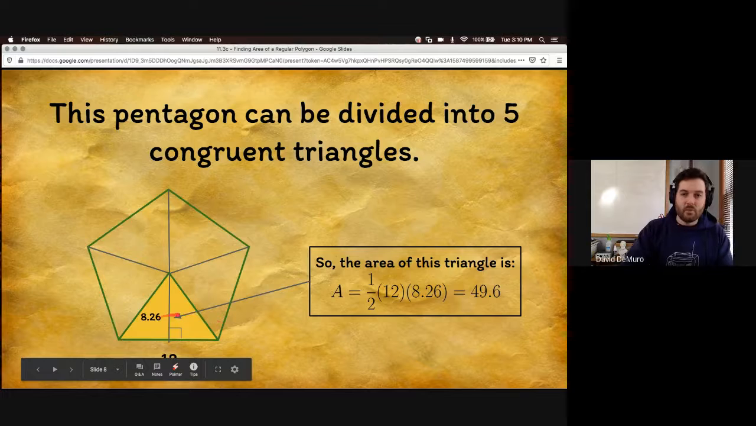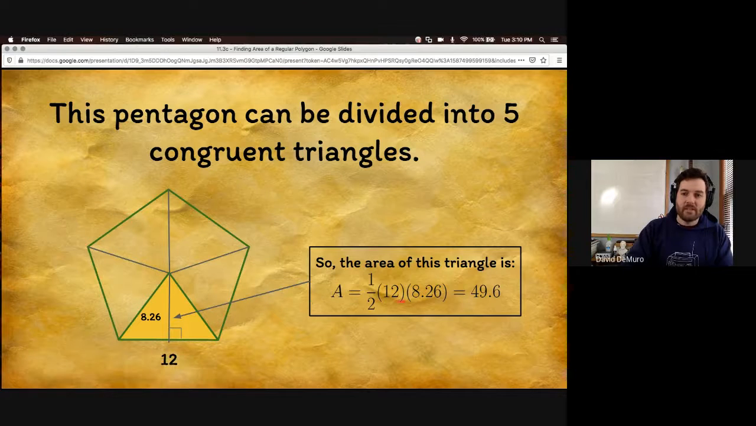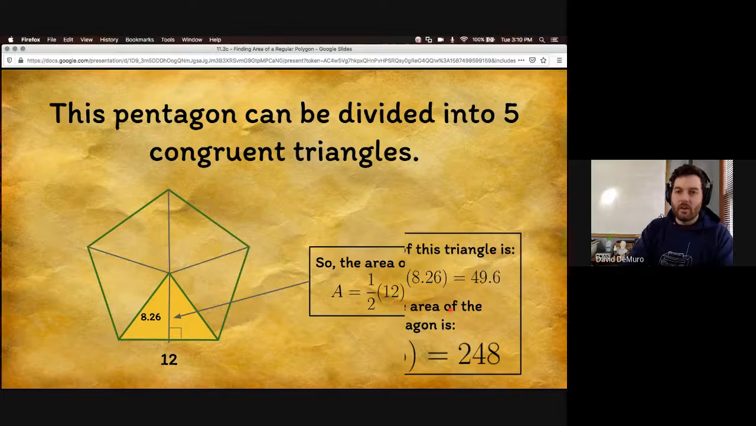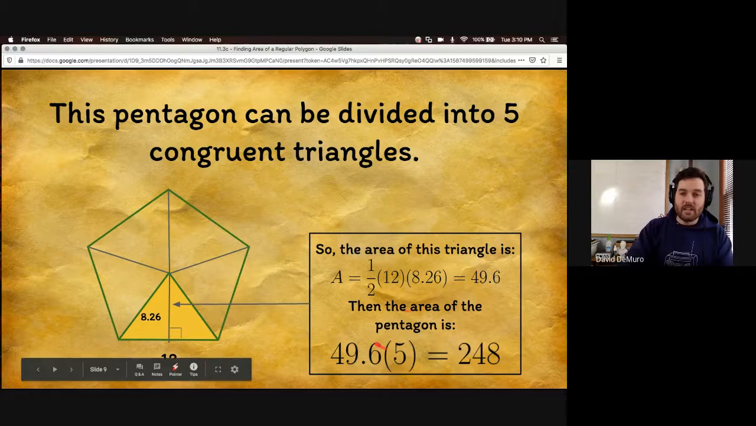So the area of this one triangle would be 1/2 the base, which is 12, times the height, which is 8.26. And so the area of that one triangle is 49.6. Well, there are 5 triangles, so if we take that area of 1 times the 5 triangles we have, that'll give us the overall area of the pentagon, 248. So that's what this is all about: finding the area of one interior triangle and then multiplying by how many interior triangles we have.